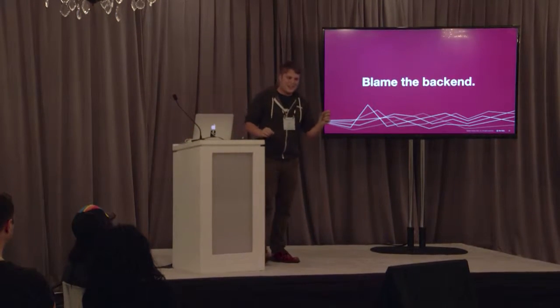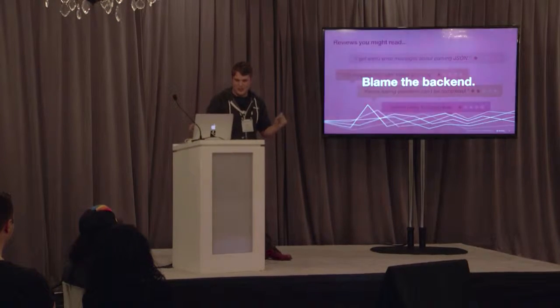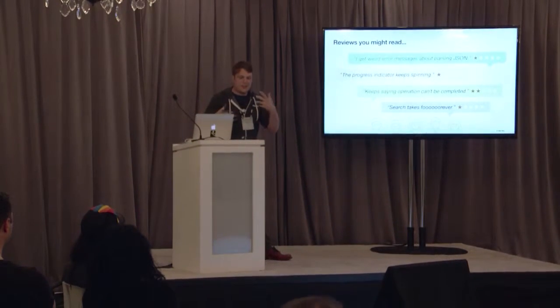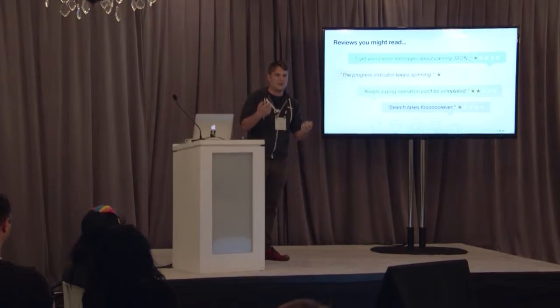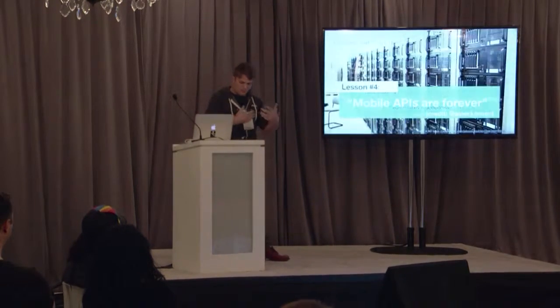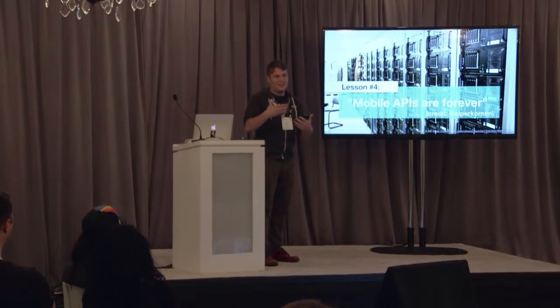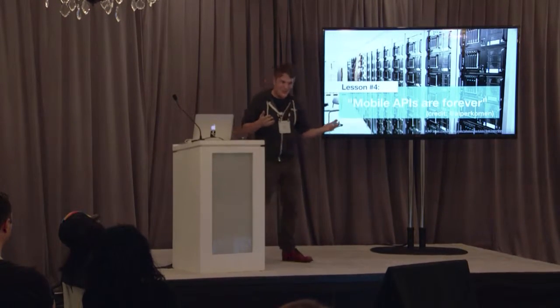The backend is a massive topic, and of course, you can write backend code that's slow. The point I do want to bring up, though, is that people can give you a bad review because the search is slow or it takes a long time to fetch results from the backend. But the interface between the app and the backend is very difficult to change. As a former colleague said, mobile APIs are forever.